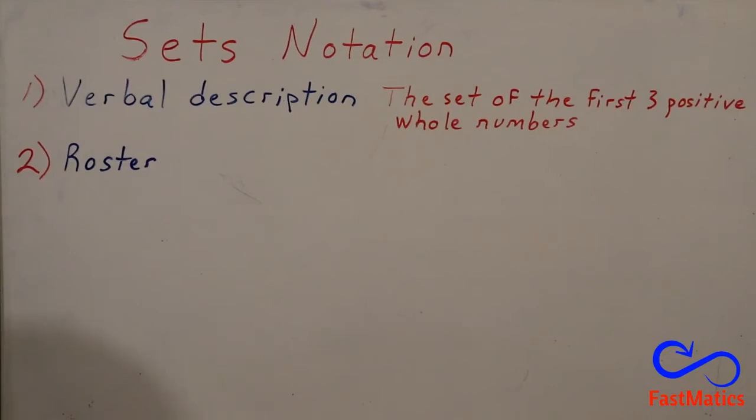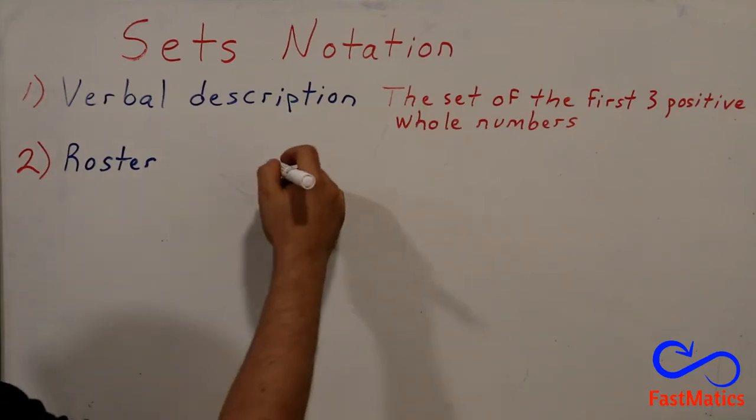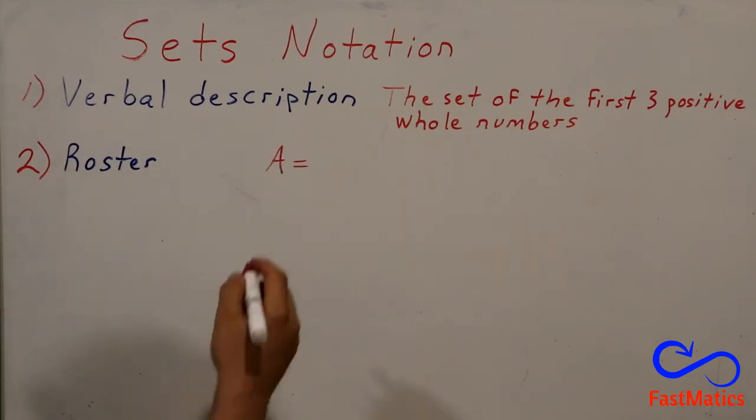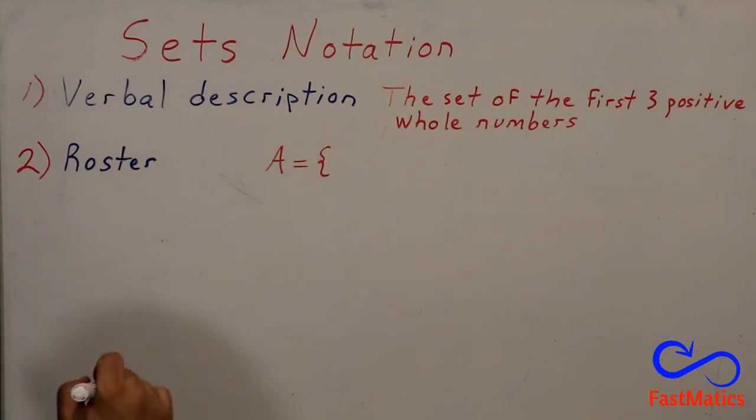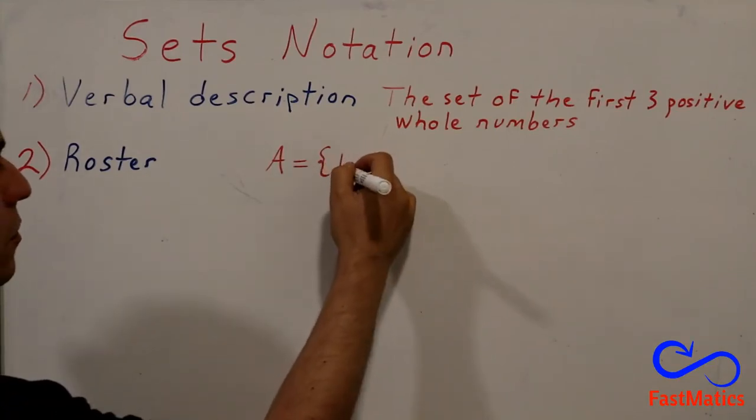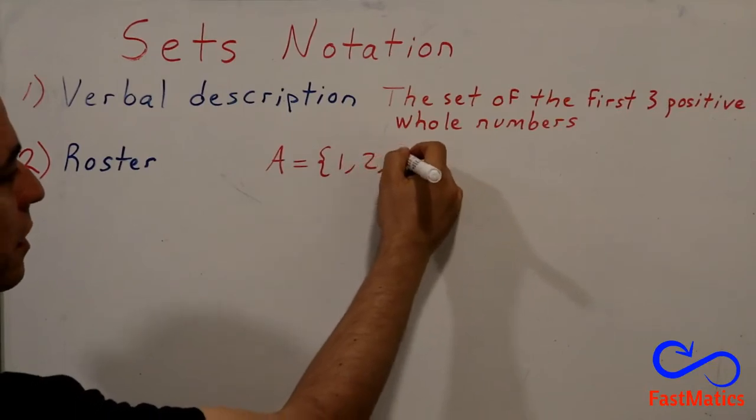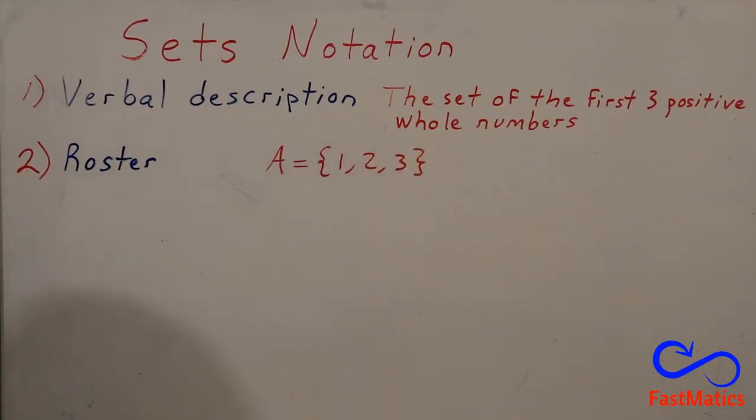The second one is the roster notation. For instance, and we are going to see that always a set is represented with capitals. Then A is a set that has 1, 2, and 3. Those are elements of the set represented with capital A.